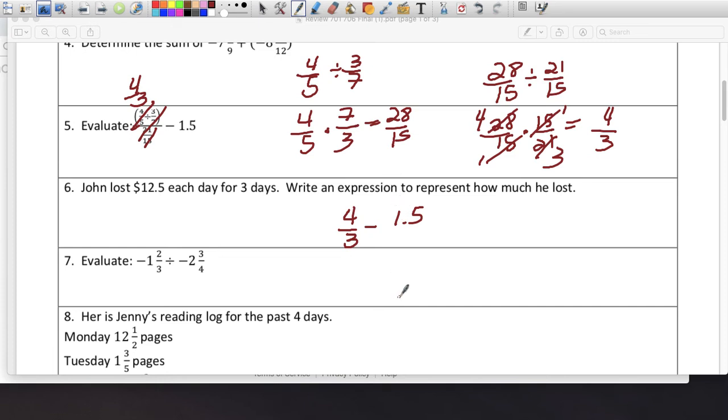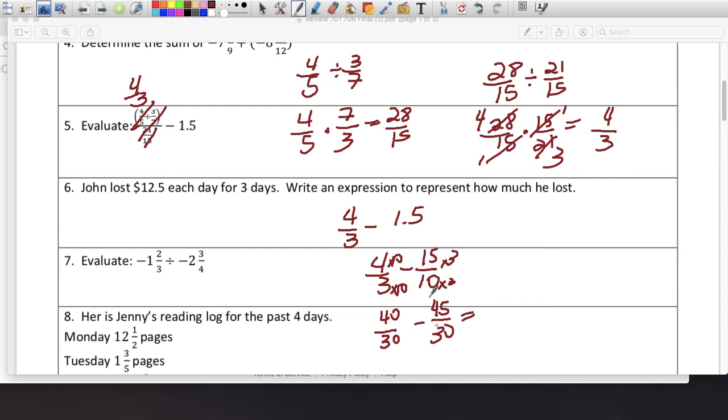So if my multiple choice answers are all in fraction format, I would highly suggest you change this to a fraction right now, because it's probably easier. So it's 4/3 minus, and 1.5 as a fraction is 15 over 10. Let's see, common denominator is 30, right? So this is times 10, so on top is times 10, so that gives me 40. Times 3, and on top is times 3, so it's 45. Now it becomes super easy.